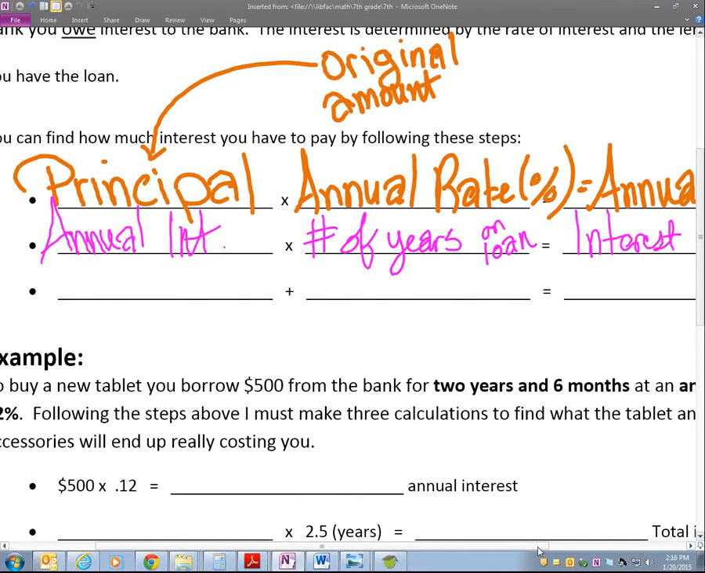Okay. So we just found the total interest owed. Stick with me.